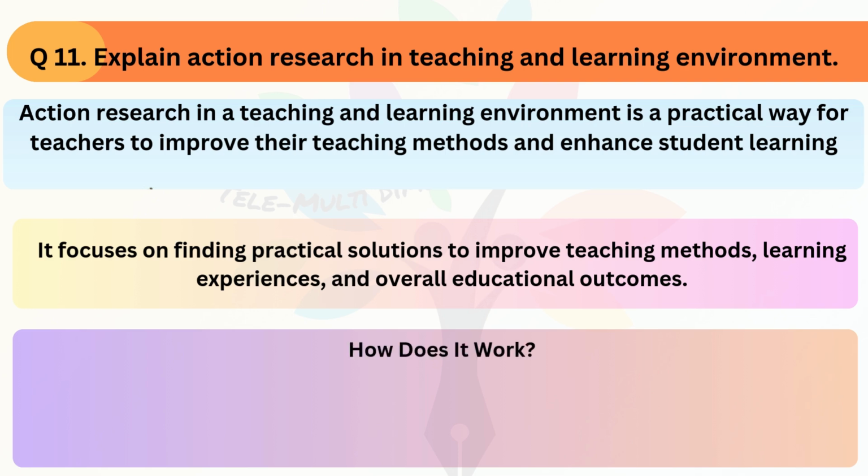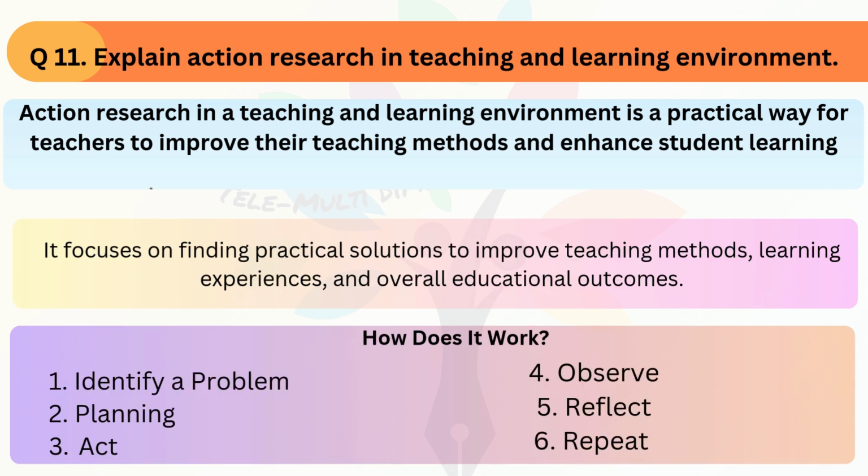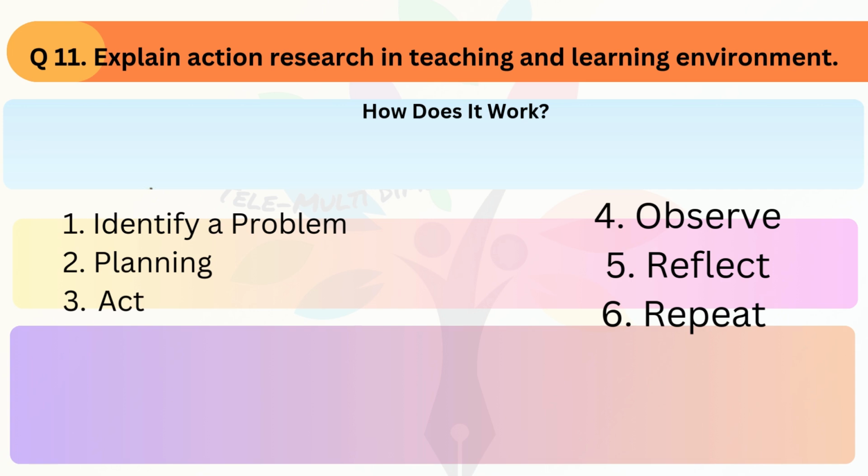All right. Now, how does it work? It identifies a problem, next planning, acting, observing, reflecting, and repeating. So this is the process of how it really works. Action research works in a cycle of steps to improve teaching. The first is identifying a problem. The teacher notices an issue in the classroom, such as students struggling with a topic or not engaging in lessons. The next step is planning. The teacher develops a plan to address the problem, like changing how lessons are taught and introducing new material.